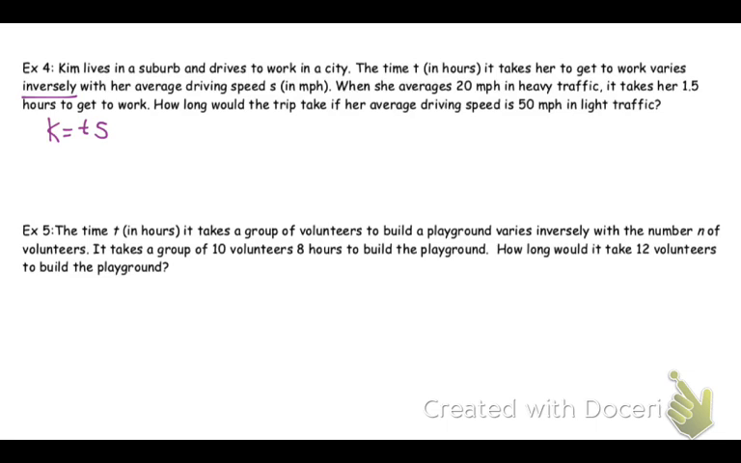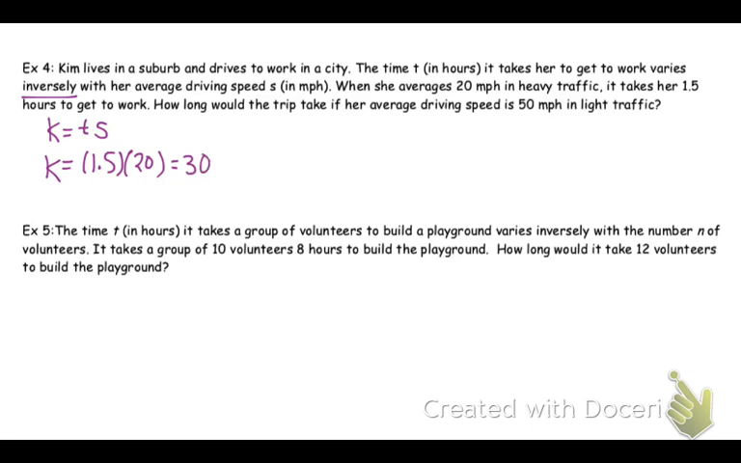So her speed varies inversely with her time to get there. It tells us she averages 20 miles per hour in heavy traffic. If that happens, it takes her 1.5 hours to get to work. So let's find our constant of variation then. It's going to take her 1.5 hours to get to work if her speed is 20 miles per hour. So that gives us a constant of 30.